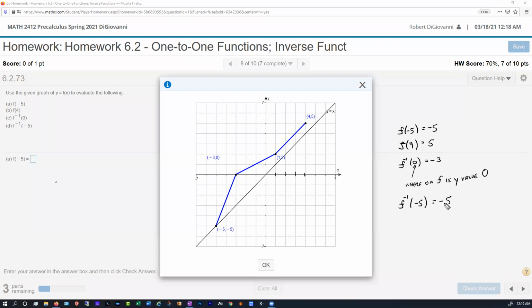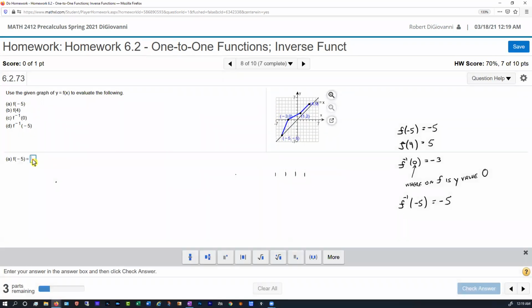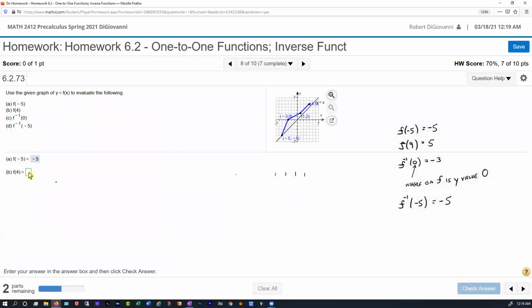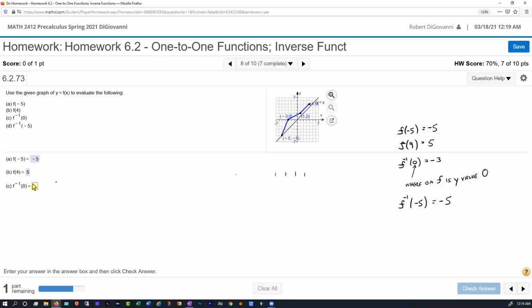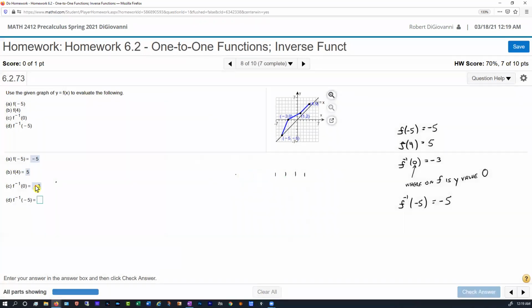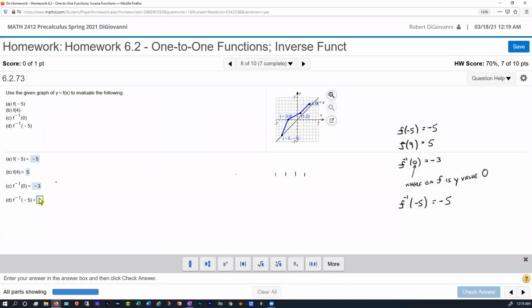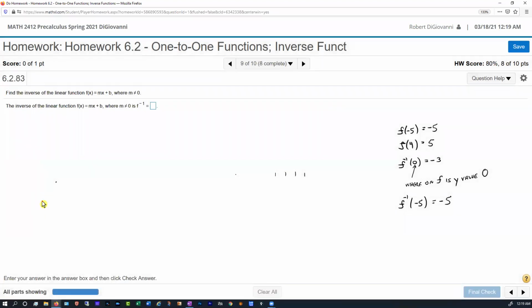All right, that should be enough for me to go ahead and answer these. So -5. Next one, 4 is 5. 0 is -3. And -5 is -5. We're done with that.